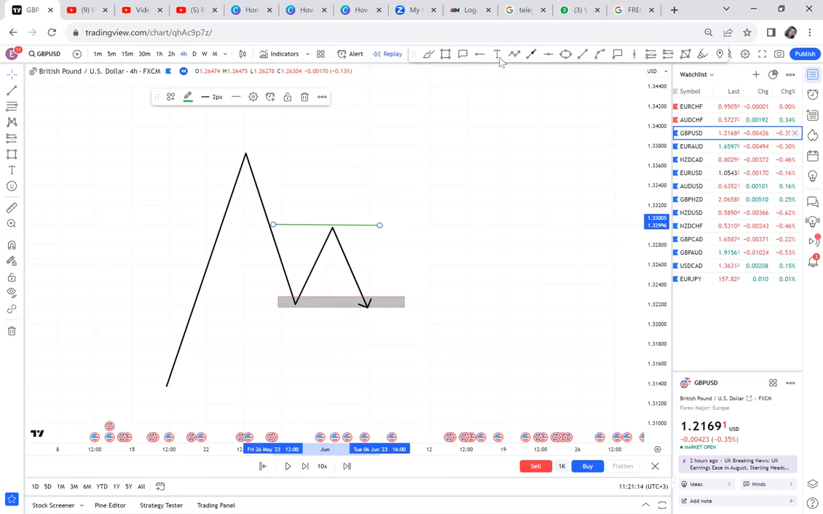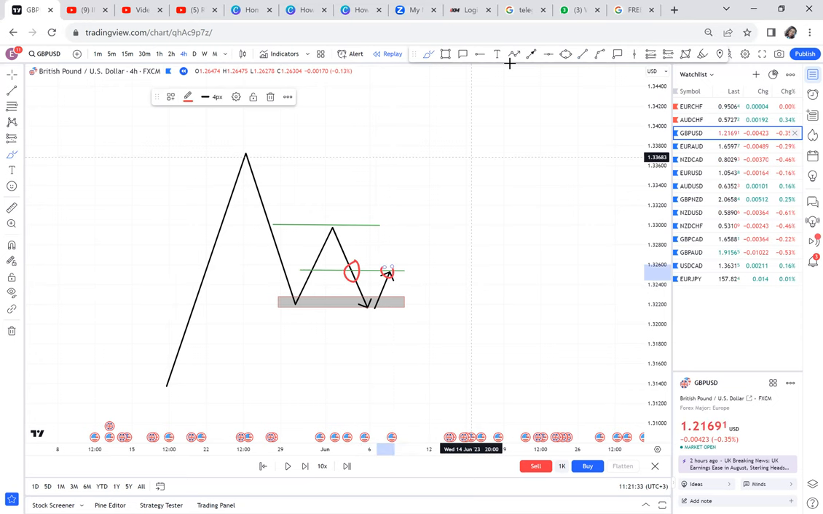And then it has a what? It has a neckline and it has a half. So everyone wants to trade this double bottom. So when the market comes up here, it gives you a double top. Can you see now we have the second pattern? So the second pattern becomes this double top.